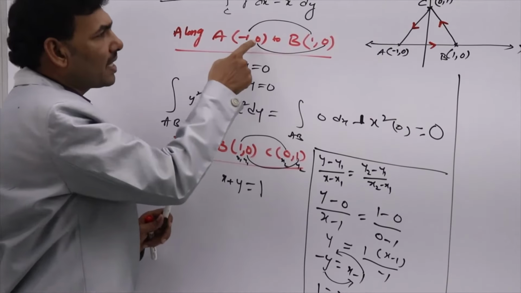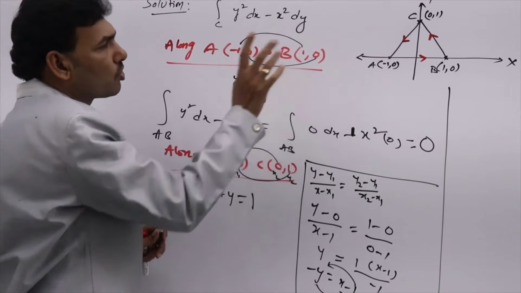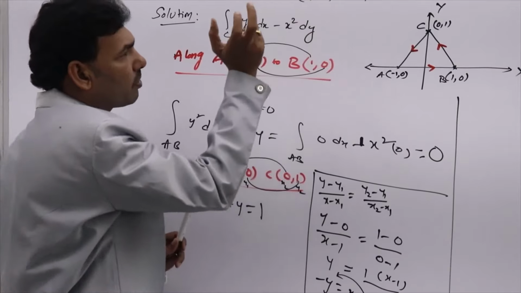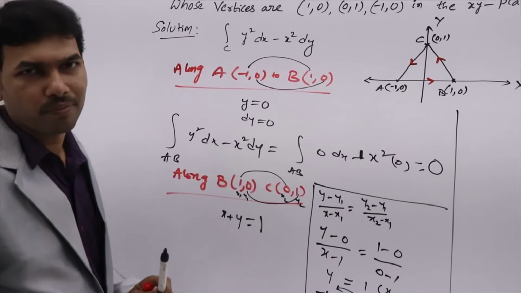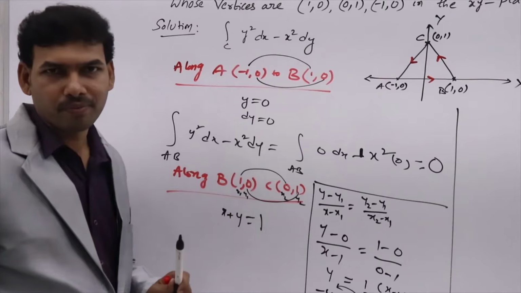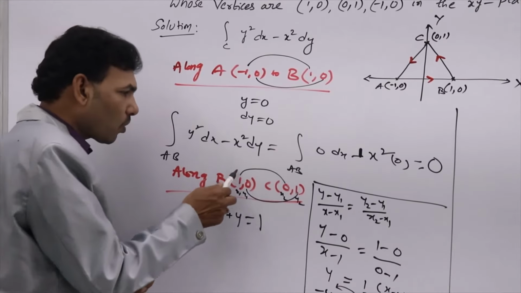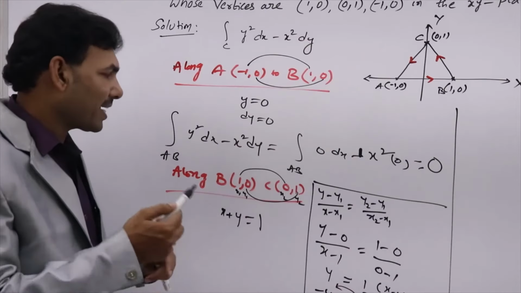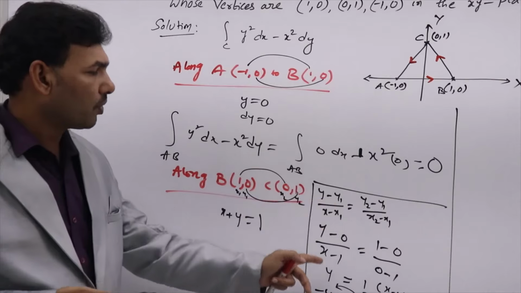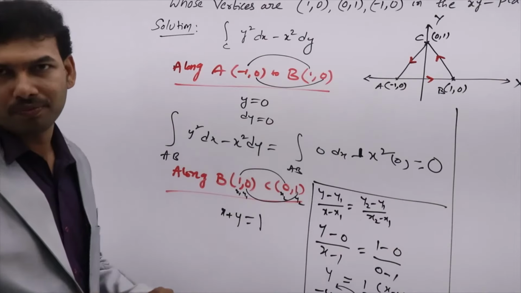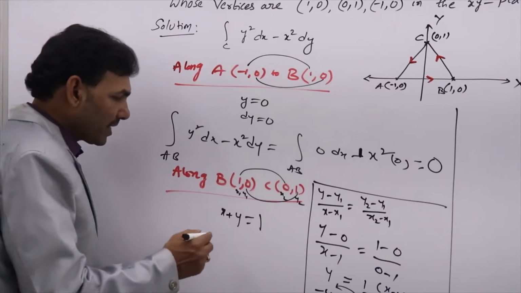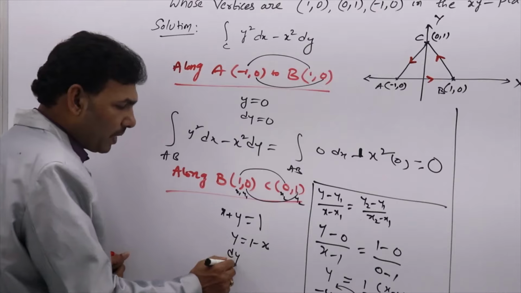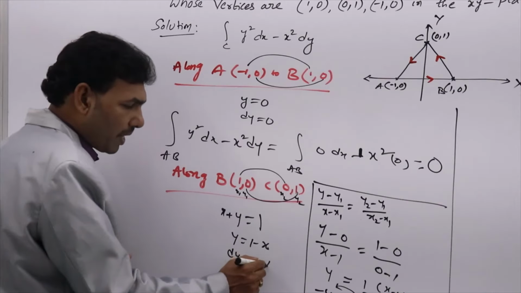Coming to the previous case, there one variable is fixed, y is 0. Then dy becomes 0, so this complete term becomes 0. You need to integrate with respect to x only. There is no need to use this technique. This is the case where the x coordinates are varying and the y coordinates are also varying. When both x and y are varying, there you need to apply this technique to find the relation. Now x plus y is 1, so y is 1 minus x. dy will be the differentiation of 1, which is 0, minus dx.